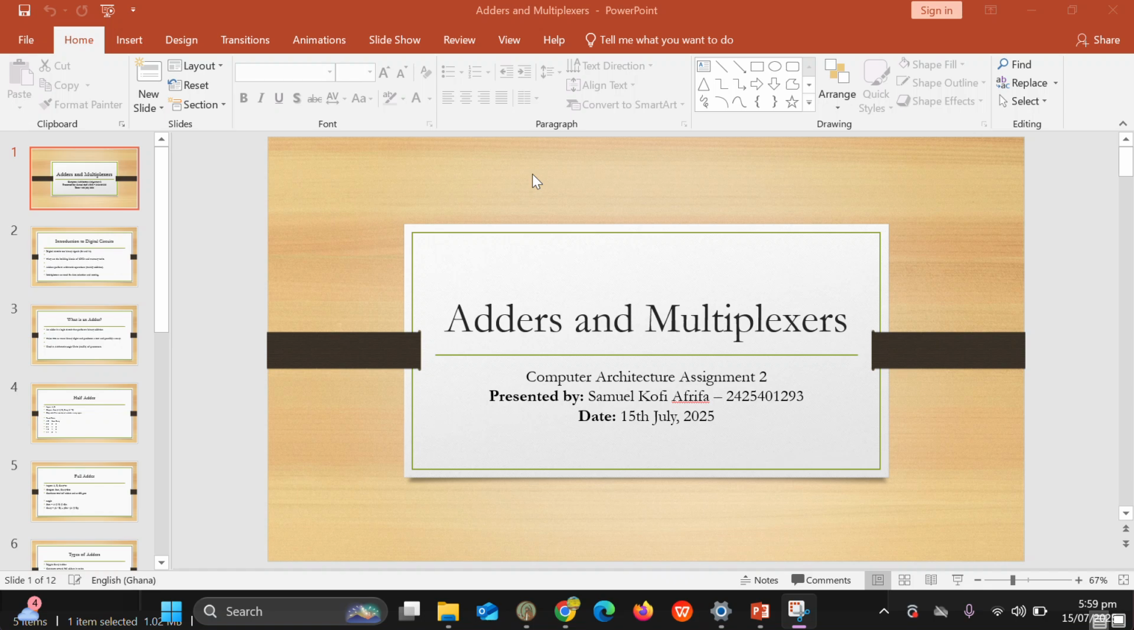My name is Samuel, and today I will be presenting on adders and multiplexers. These two components may seem small in design, but they are the foundation in digital electronics and form a critical part of computer architecture.